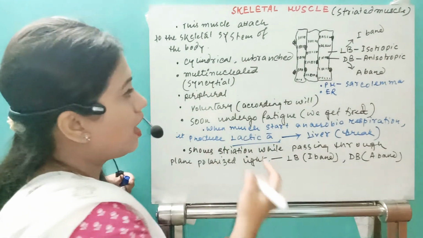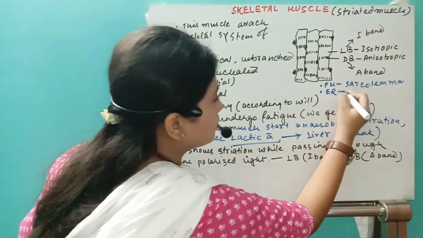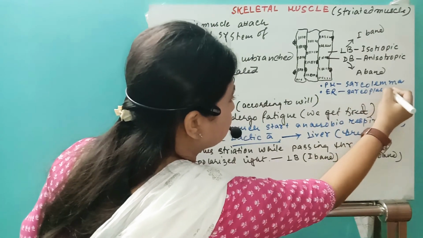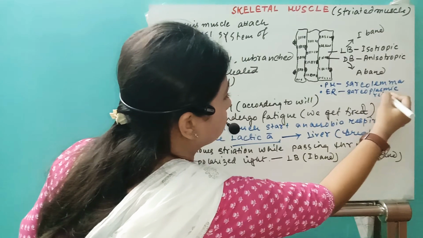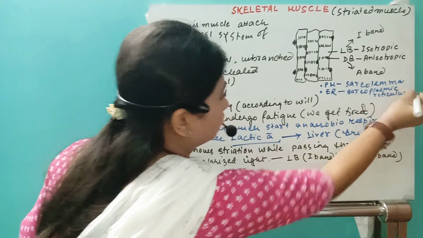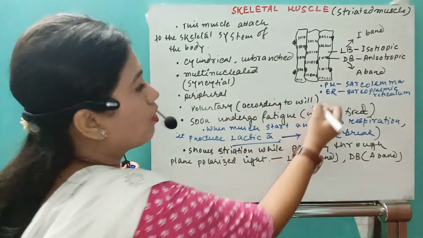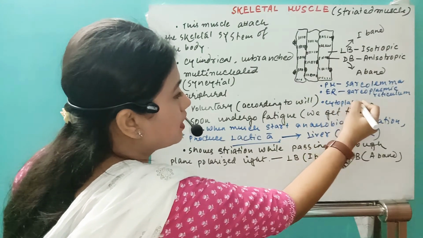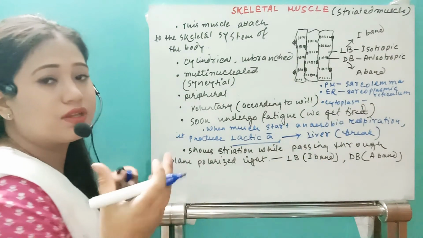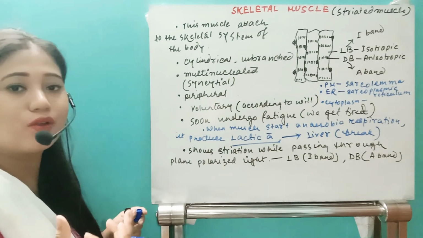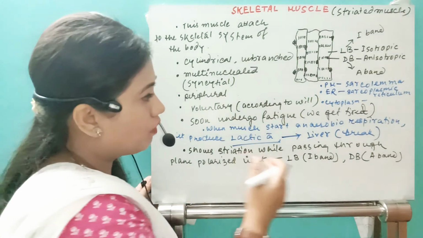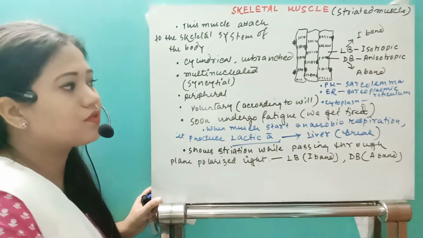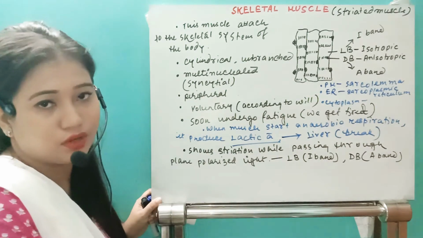Next one: endoplasmic reticulum is present in the normal cell, and in the case of the skeletal muscle, what term are we using? Sarcoplasmic reticulum, right? And in a normal cell, the liquid present inside the cell where the organelles are suspended, what do we call it? Cytoplasm. Okay.